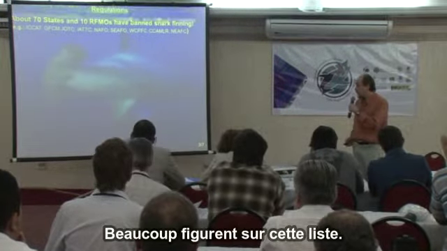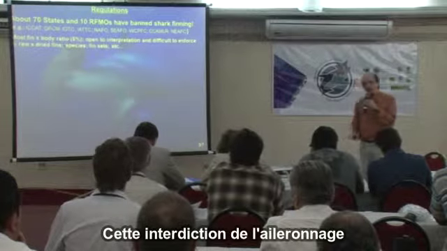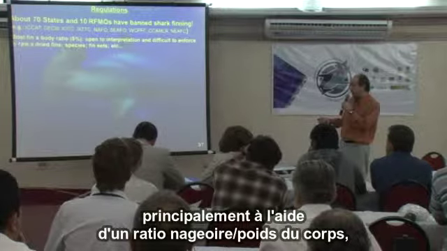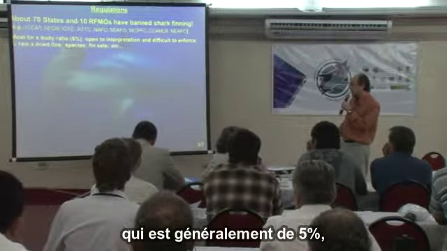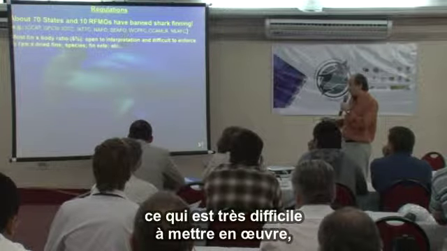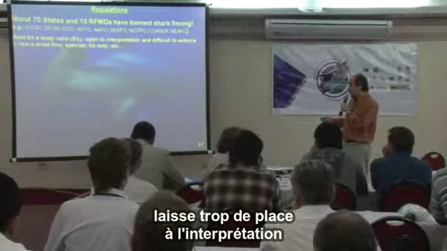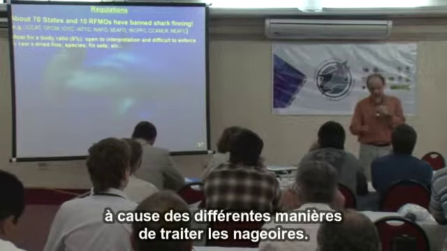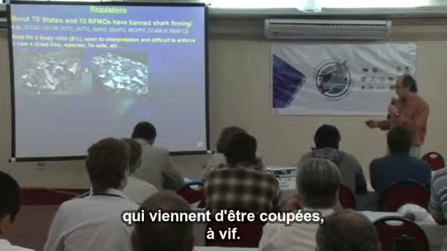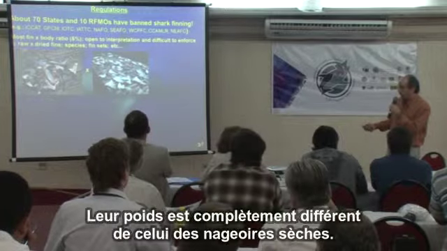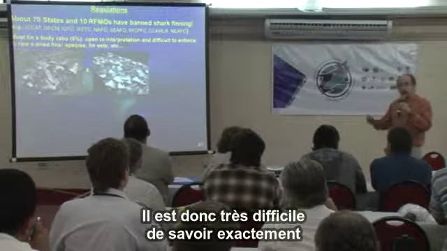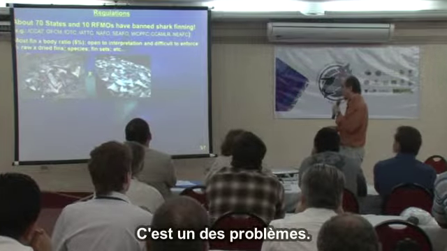Many of them are listed here. And this prohibition of shark finning has been implemented mainly on the basis of the fin to body ratio, generally 5%, which is very difficult to implement because it's open to interpretation, and it's very hard to enforce because of the way you can process the fins. For example, the fins recently taken, the raw fins, have a completely different weight than the dried fins. So it's very difficult to know, with regard to the humidity content of the fins, to which you are applying the 5%. That's one of the problems.